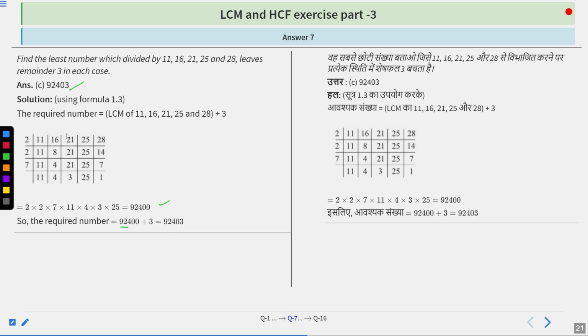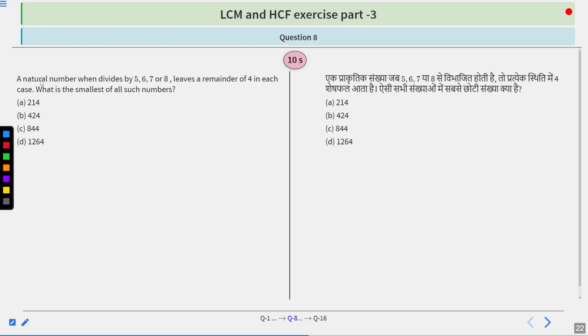Option C. A natural number when divided by 5, 6, 7, or 8 leaves the remainder of 4 in each case. What is the smallest of such numbers? And options are 214, 424, 844, and 1264. These are the options.